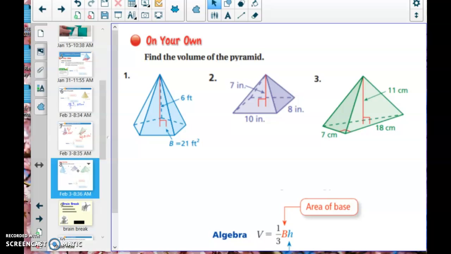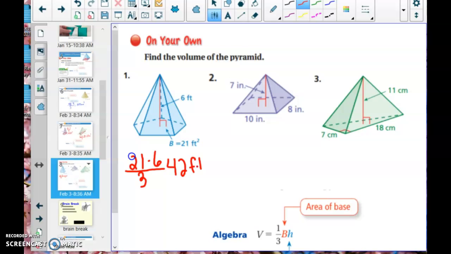All right, you can pause the video and do these 3 on your own. All right, number 1, they give you the area of the base is 21. So times that by the height and then divide it by 3, which gives me a volume of 42 feet cubed.